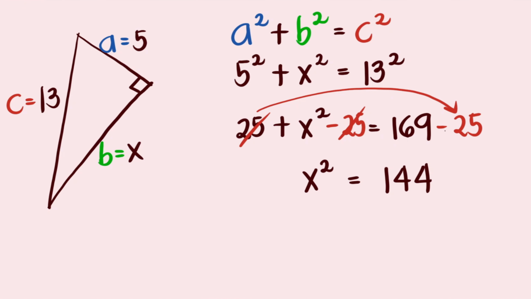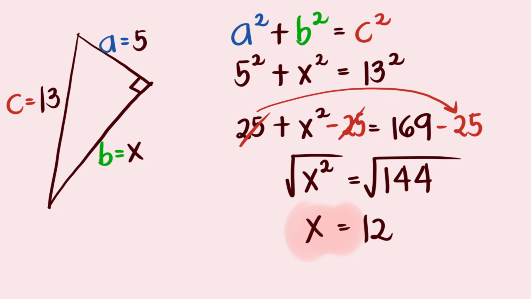Now, to find x, we need to take the square root of both sides. The square root of x squared is x. The square root of 144 is 12. Therefore, the value of x is 12. And this is the answer.